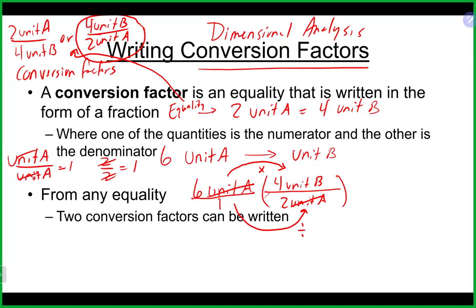In this case, what we would do is multiply the 6 times the 4, which gives us 24. We then divide it by 2 on the bottom there. That is going to give us 12. And the units that are left over at this point is unit B. So we just did our little dimensional analysis. Conversion factors are really important in these types of calculations. They are what we use to get rid of units that we don't want so that we can end up with units that we do want.